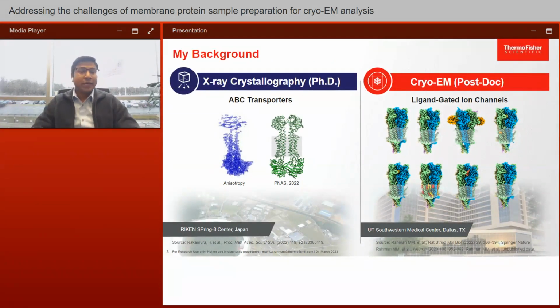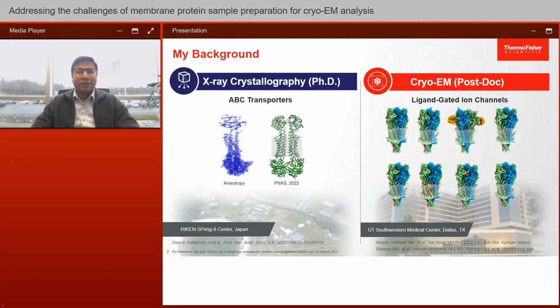During my PhD, I was using X-ray crystallography to study the structural biology of an ABC transporter at RIKEN SPring-8 Center in Japan, the largest synchrotron facility over there. In 2018, I visited San Francisco to present my crystal structure at the Biophysical Society. At that conference, I was hearing a lot of success stories of membrane proteins using cryo-EM. At that time, there was very limited scope of cryo-EM in Japan.